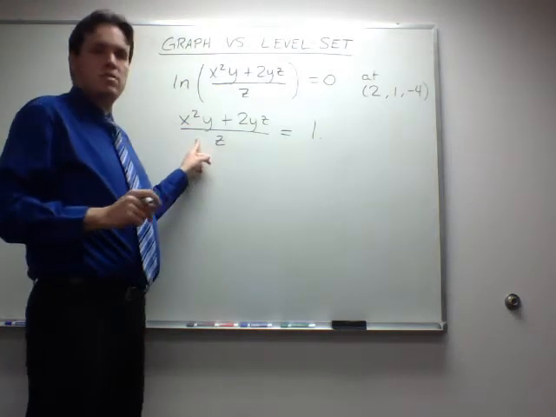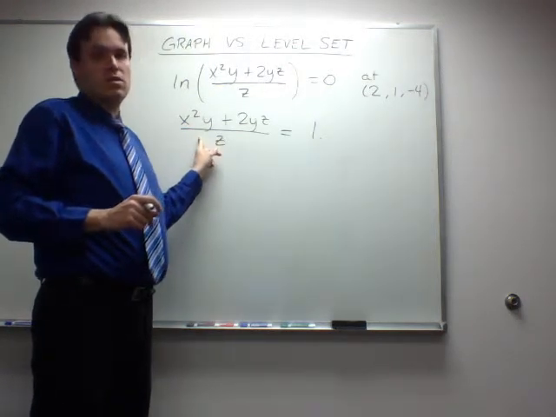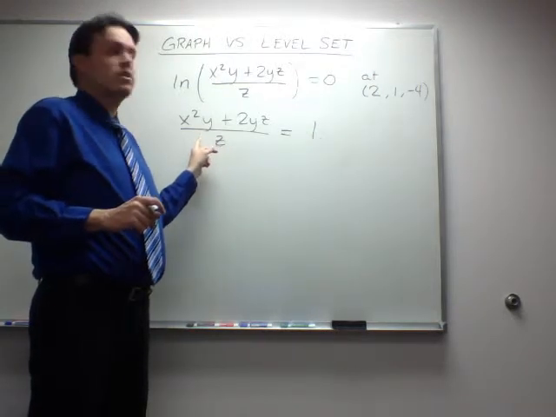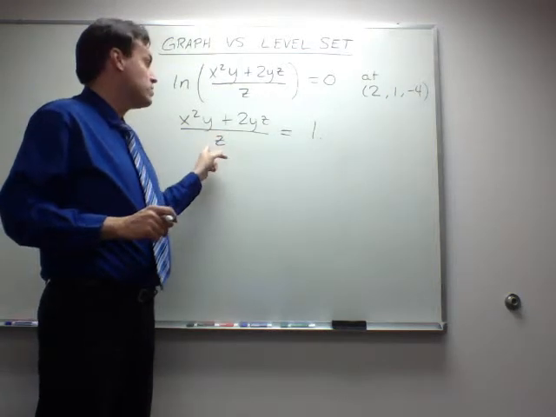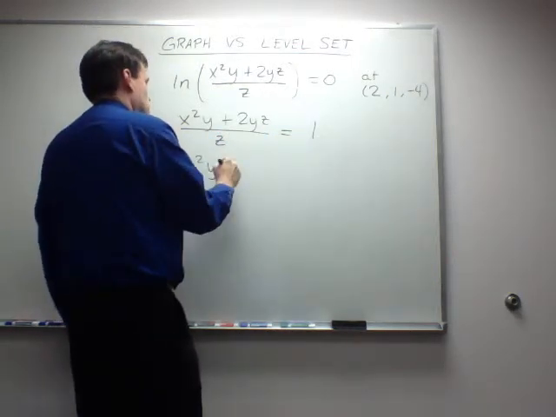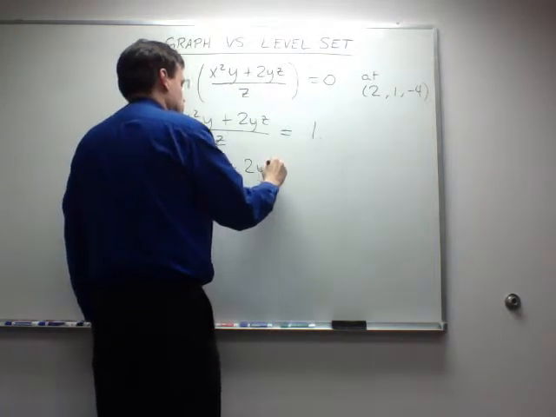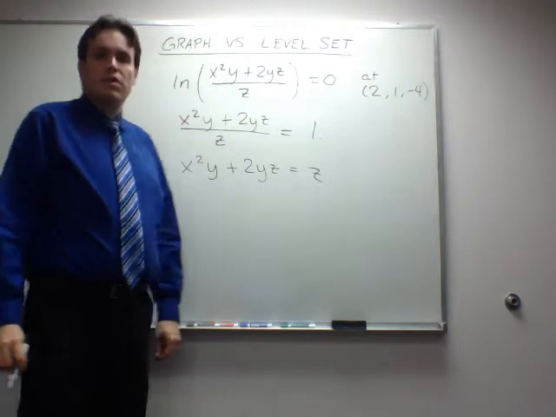So now I have this statement. But you know what? Taking partial derivatives of this seems only a little bit better, not a lot better. I'm still not crazy about the idea. So I'm going to do something else. I'm going to multiply both sides by z and get x squared y plus 2yz equals z.